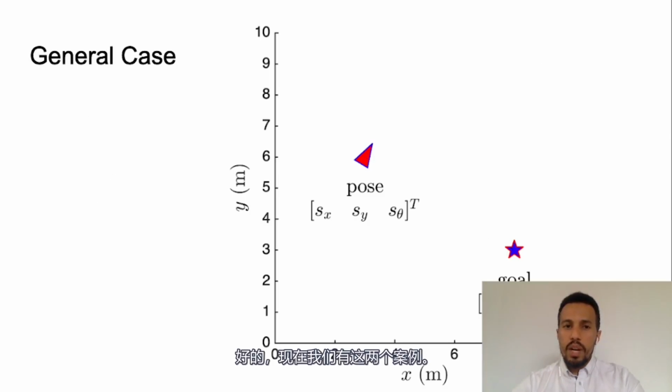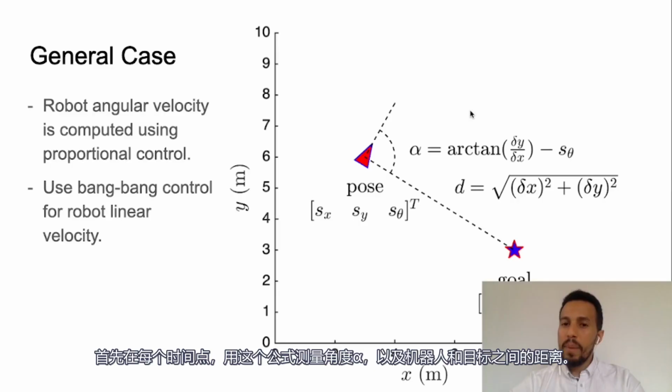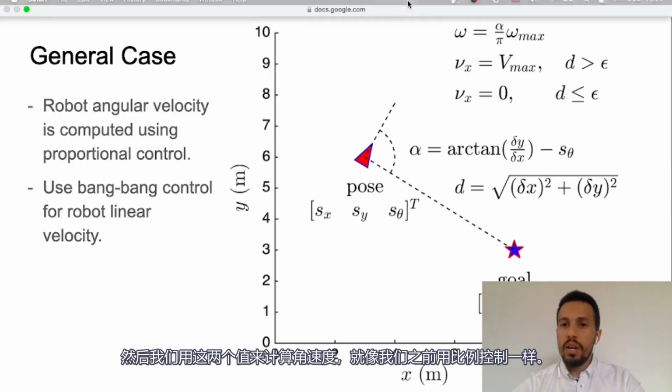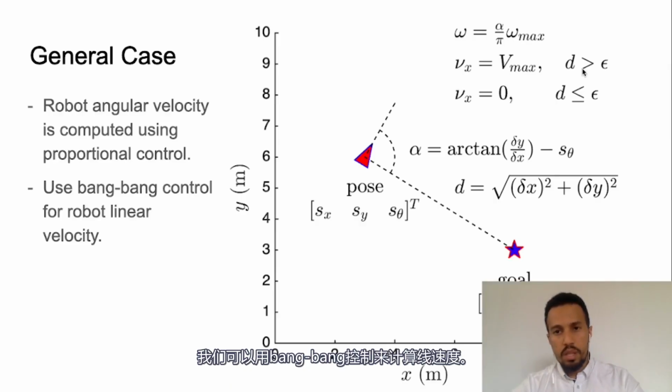Okay, so now we have these two cases. We can combine them together to get a general case where we can compute both the angular velocity and the linear velocity of the robot by first measuring at each time step the angle alpha using this formula here, and also the distance between the robot and the goal. Then we use these two values to compute our angular velocity, just as we had before, using the proportional control, and we can compute our linear velocity using the bang control.